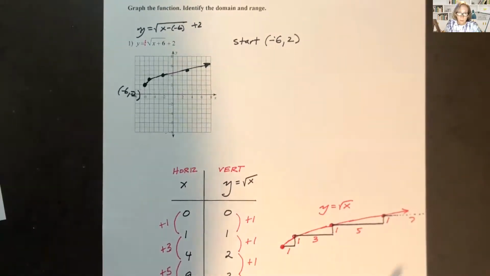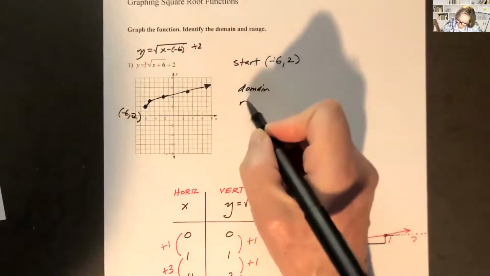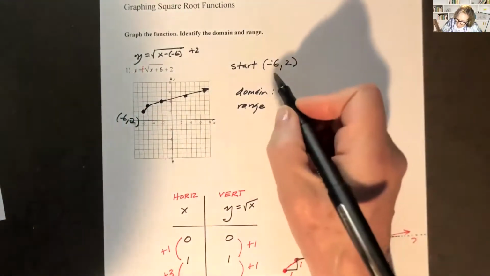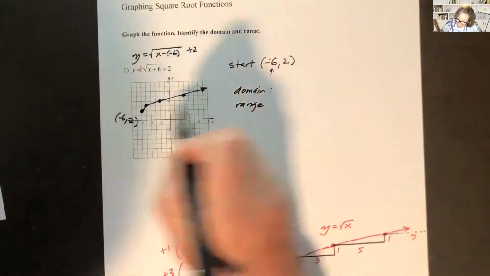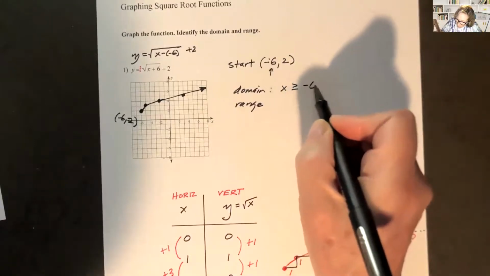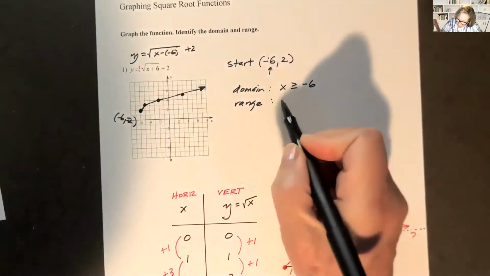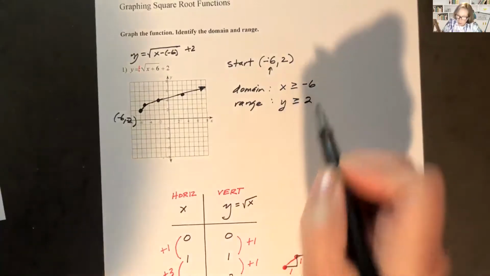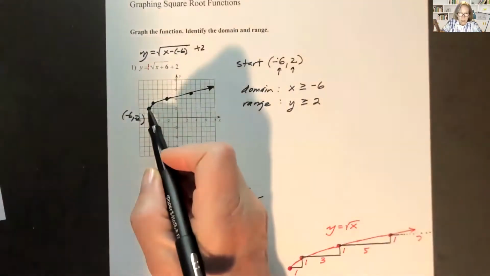And then when we're going to name the domain and the range, the domain is going to be always based on that negative 6. We can see that this never goes to the left of negative 6. The x values in the graph are always greater than or equal to negative 6. And it never goes below a positive 2. So the range, the y values on the graph, are going to be greater than or equal to positive 2. We get those from here and we can look and see it on the graph.